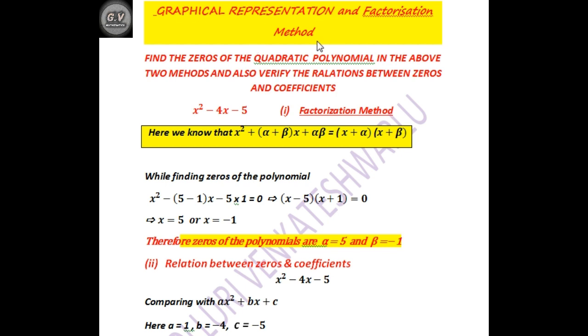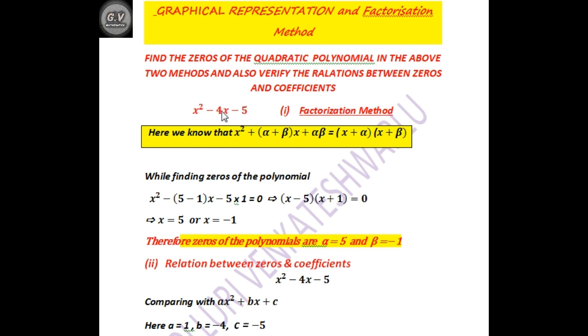So look here, this is the first example. What is given here? x square minus 4x minus 5. This is the given quadratic polynomial. We already know that the x square coefficient is 1. Whenever the x square coefficient is 1, it is easy to resolve into factors. Look here, 5 is written as 5 ones are 5. 5 is a prime number, 5 ones are 5.